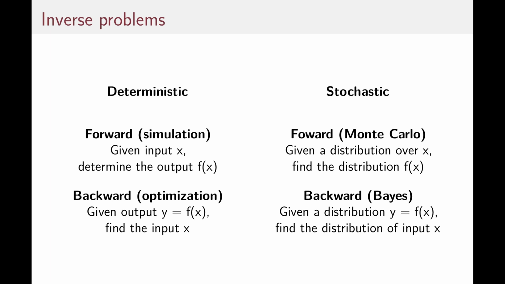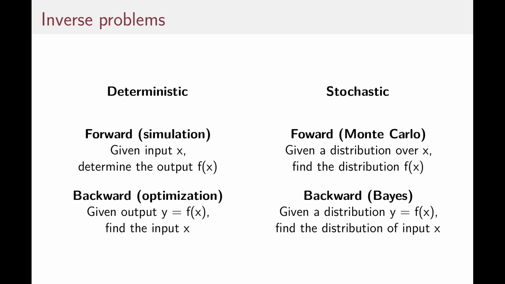If you go down to the backward problem or the inverse problem, in the deterministic case, that would be optimization. Instead of knowing x and trying to evaluate the function, you know the output and you have the function, and you want to find the input that could have produced the output. So you need everything that you needed for simulation, but you also need some kind of optimization routine, and finding the input that satisfies the output is typically harder.